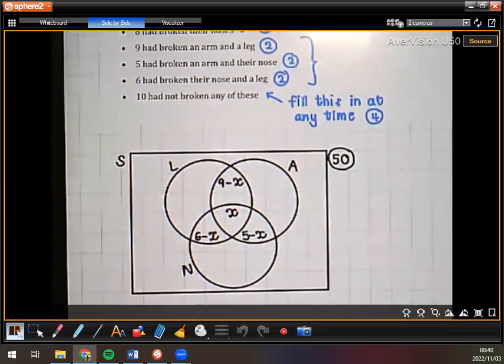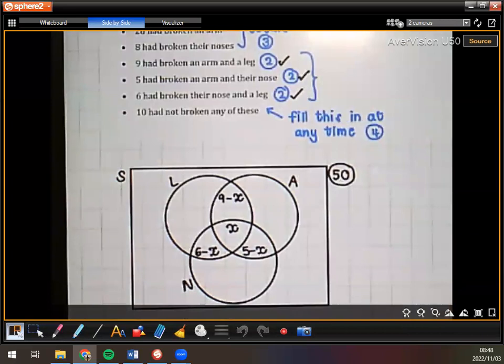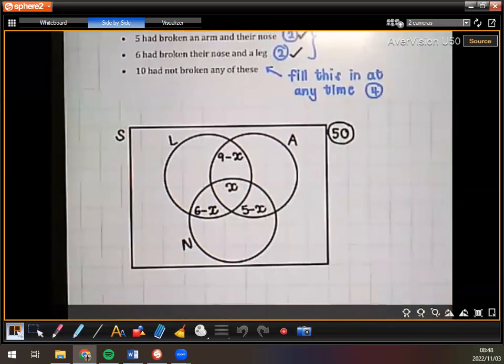Okay, step 2 is done. We can actually already tick these all. So we already filled in our x, and now we filled in row 3. Step 3, we are now going to use the totals that they gave us to calculate leg only, arm only, and nose only. But it's going to be complicated now, guys, because all of these things have x's in them. Okay, so we're going to be careful now.